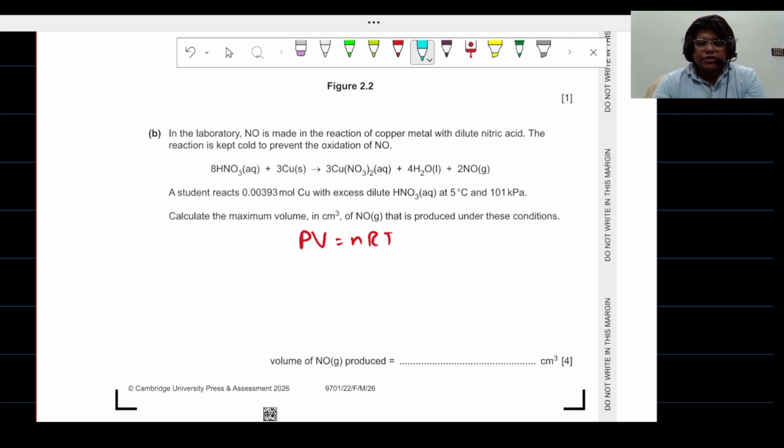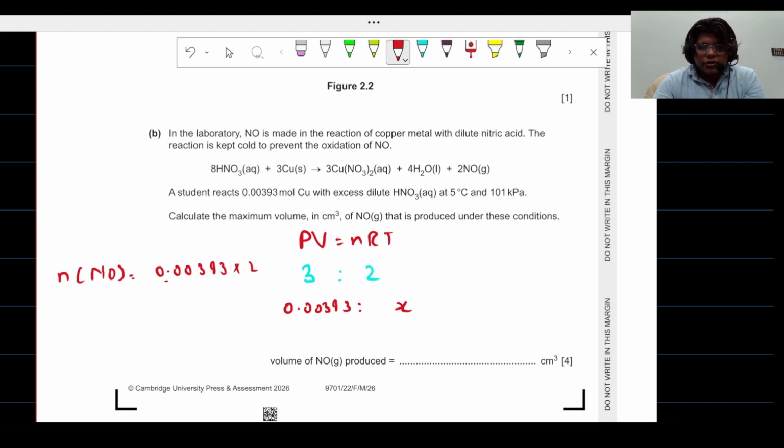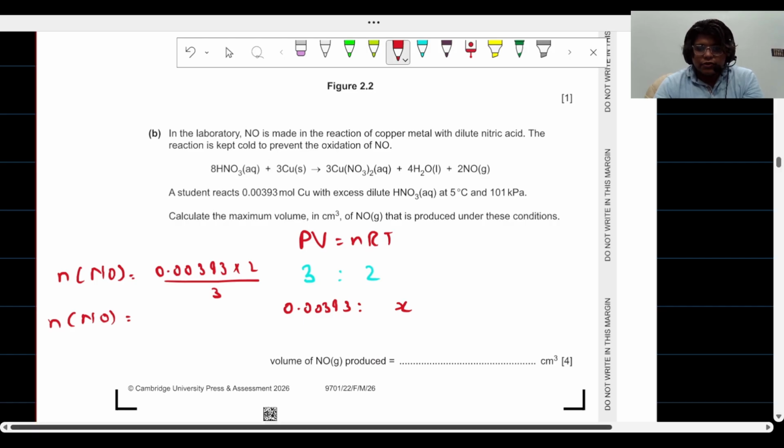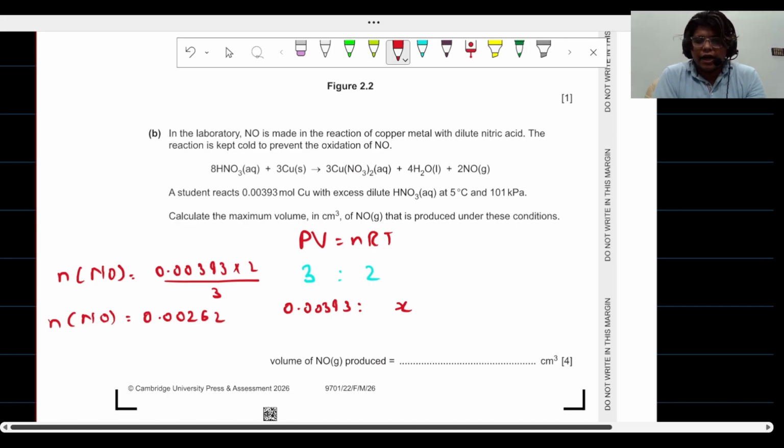And we know the stoichiometric ratio between copper and nitrogen monoxide. The stoichiometric ratio says that 3 moles of copper gives us 2 moles of NO. So if I have 0.00393 moles of copper, how many moles of NO would I get, right? So the moles of NO would be equal to 0.00393 times 2 divided by 3. Now if I use the calculator for this, I will get the moles of NO, which would be 0.00262, right? So these are the moles of nitrogen monoxide.